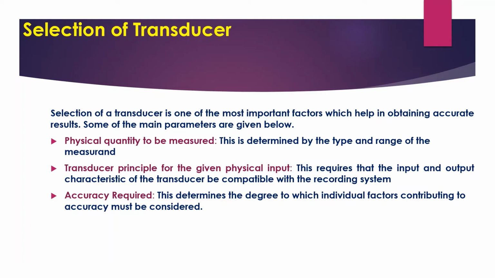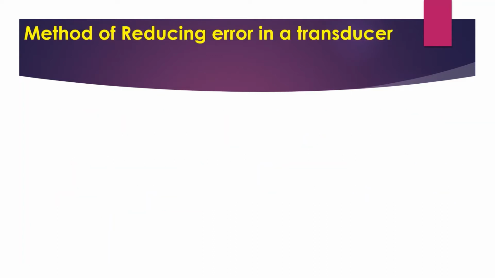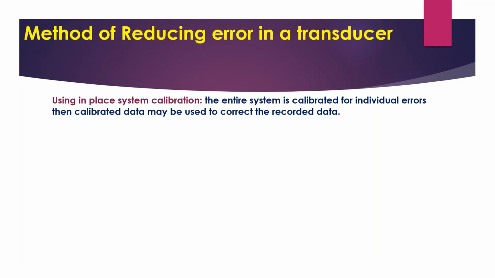Next is methods of reducing error in a transducer. So there are three methods. The first one is using in-place system calibration. The entire system is calibrated for individual errors. Then calibrated data may be used to correct the recorded data. See, I'll give you an example to make you understand this thing.